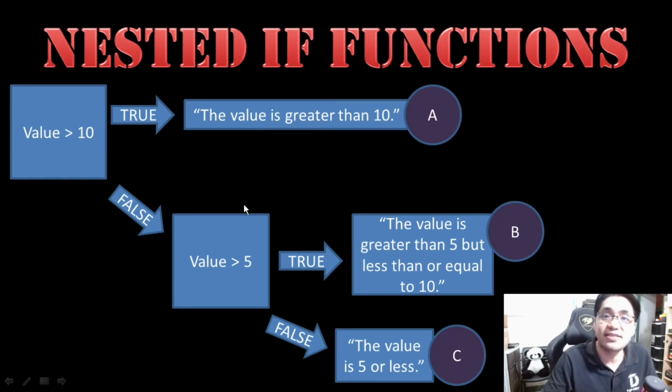Then we proceed to the second logical test. The second logical test checks if the value is greater than 5. If the value is greater than 5, then we have Microsoft Excel display the statement, the value is greater than 5 but less than or equal to 10. But if this is false as well, then we have Microsoft Excel display, the value is 5 or less. This will be outcome B, and this will be outcome C.